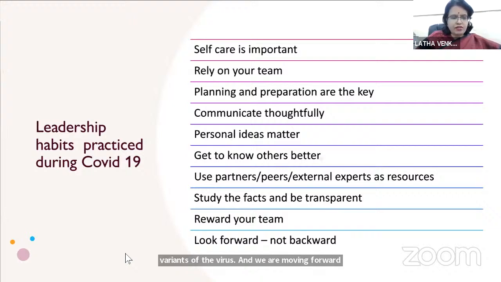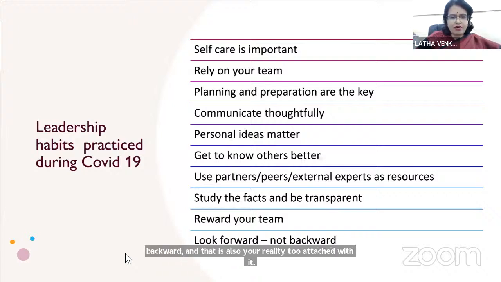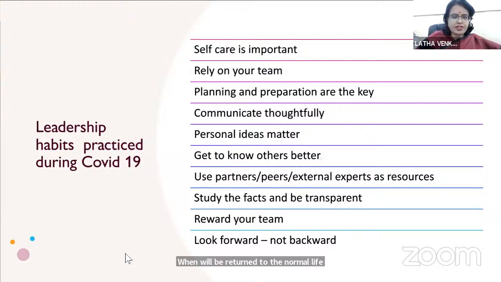And there is also a reality attached with it. When will we return to the normal life? We all have adjusted to a new normal life, moving with the mask and social distancing, and adopting hybrid methods of the teaching learning process and whatnot. We have to move only forward. We do not know when we will resume the normal life from before. So adjusting ourselves to the new normal is also one of the leadership habits we have practiced, and we are looking forward due to this COVID-19.